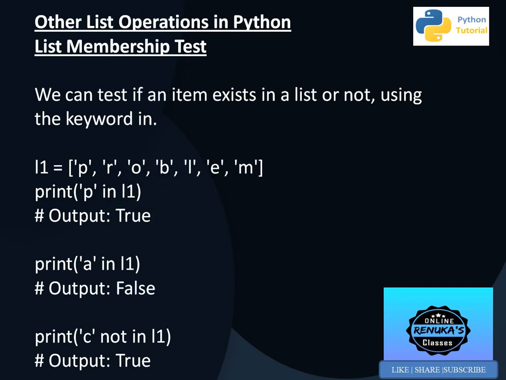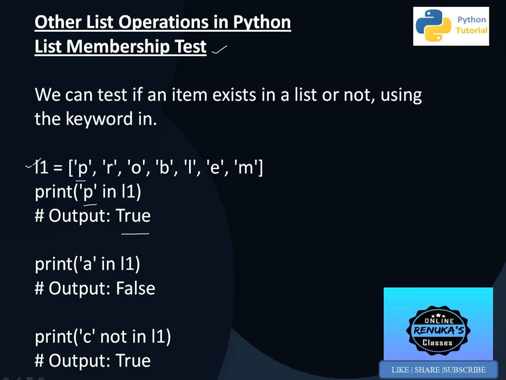Now comes the list membership test, whether an element is present in a list or not. Suppose we want to search, in this given example, this is the list, and we want to search whether P is in L1 or not. If I say print P in L1, P is present in L1, so the answer is true, and true will be printed.